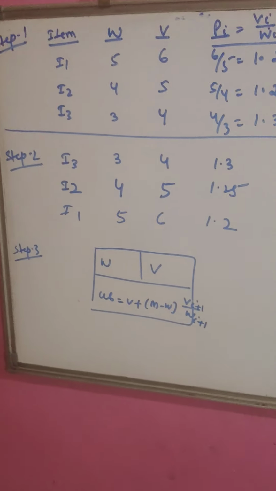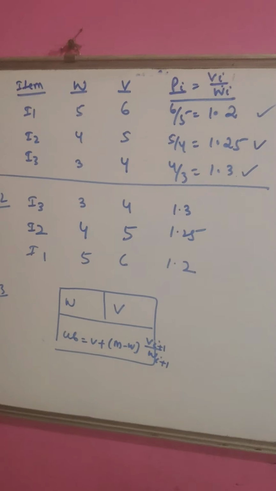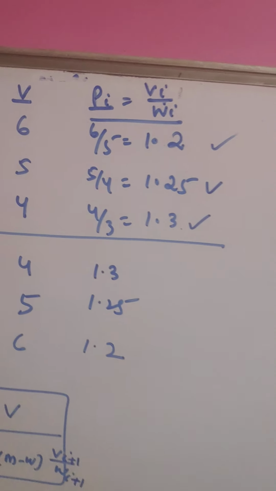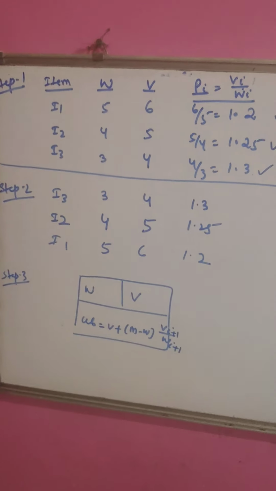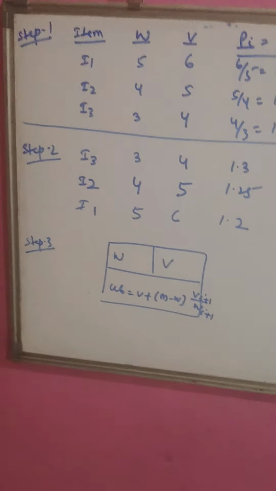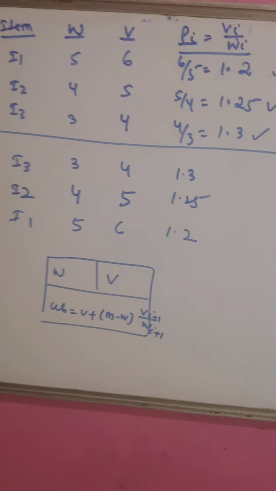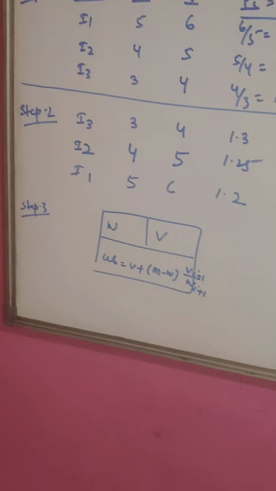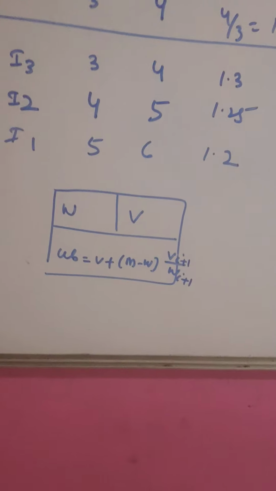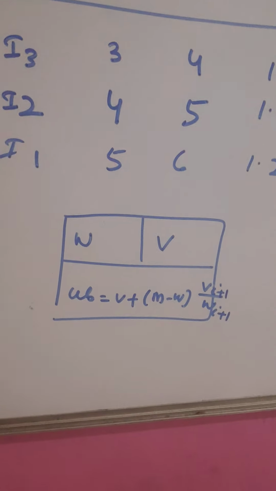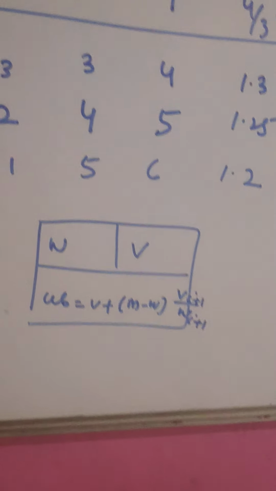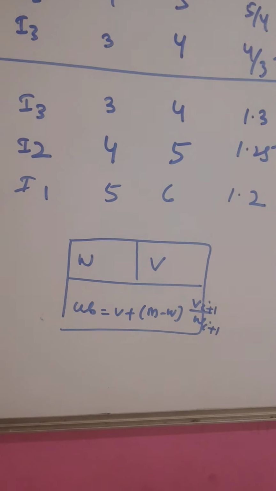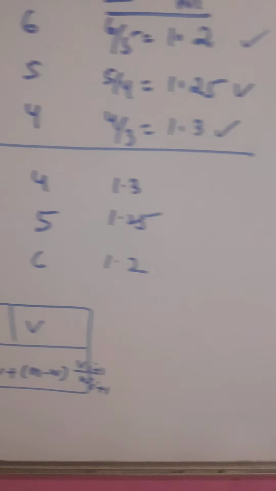This is the way how you will solve this problem. Step 1, the problem will be given to you. You just calculate the Pi by using Vi by Wi. Then arrange the items in the decreasing order of their profit. Then in step 3, you have to represent each node of the tree by this format. Every node has 3 parts: W, V and upper bound. So let us draw the root node.